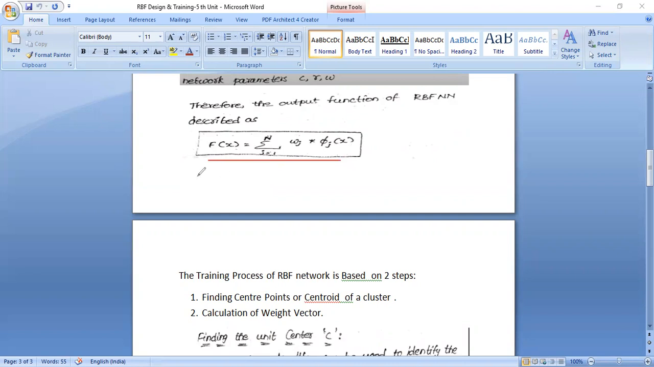This is the actual output of the above RBF network. The designing and the training of the RBF network is how to get this f of x through that particular network, the assessment of the output of the network, how it would be reached up to the output layer.